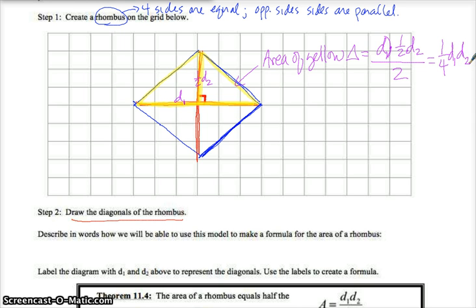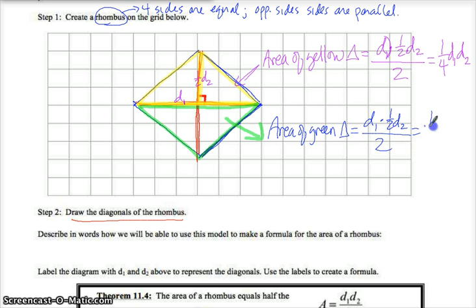Okay, that's just for the yellow triangle, right? So if I do the other triangle, don't forget there's 2 of them. And what do we know about these triangles? We know that they are identical in size because I split it in half. So the second triangle is the same. The area of the green triangle should also be then diagonal 1 times half diagonal 2 divided by 2. So that's 1/4 diagonal 1 times diagonal 2.